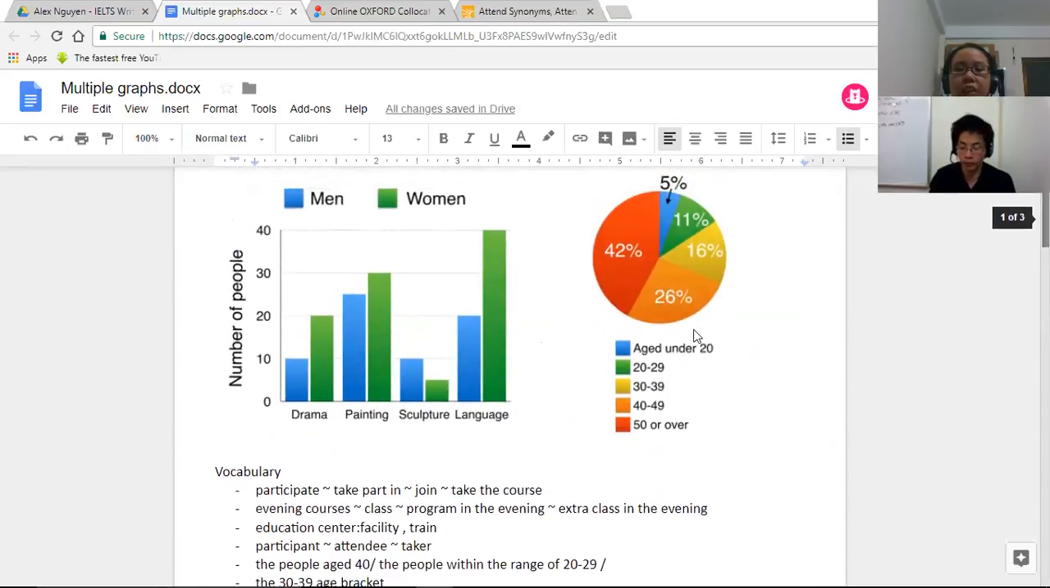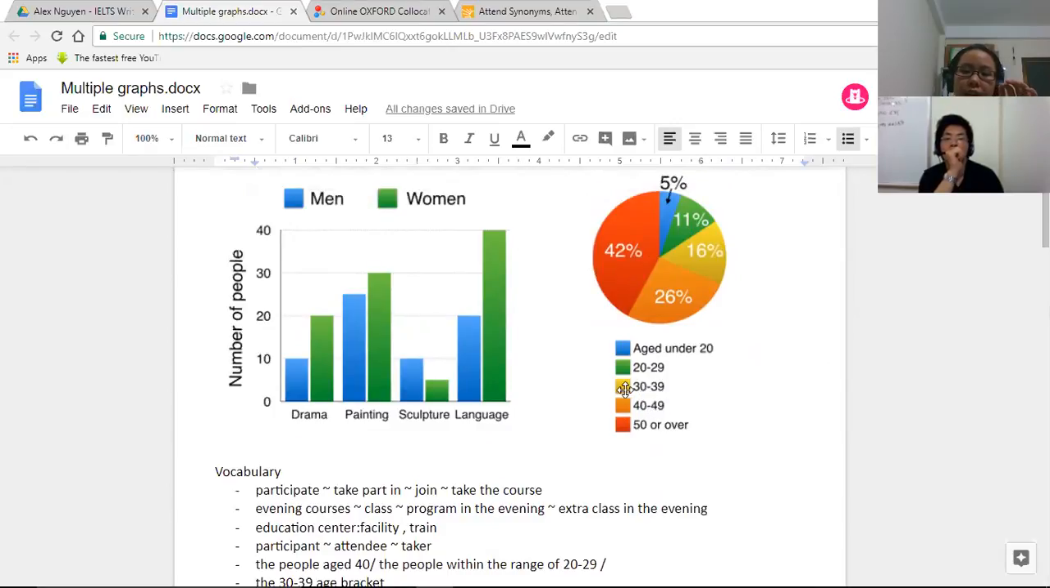Yeah, and you know, now we have 20 years old to 49 years old. Well, we cannot say that they are in the middle of their life, right? But in other graphs, sometimes there are groups.